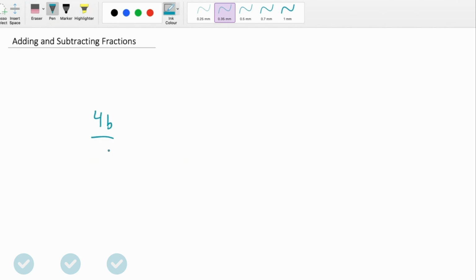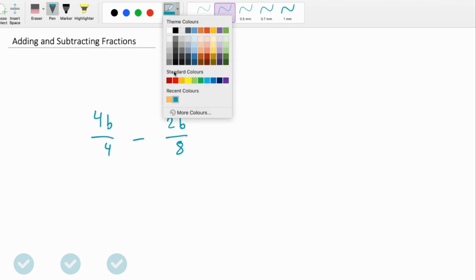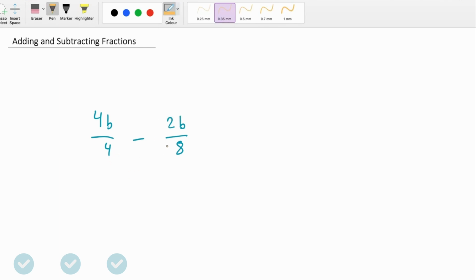4b over 4 minus 2b over 8. Let's do the exact same thing. Both fractions have different denominators, so we need to make sure that they're both the same. In this case, 4 is a factor of 8. How many times does 4 go into 8? It goes 2 times. Whatever I do to the bottom, I also need to do to the top.